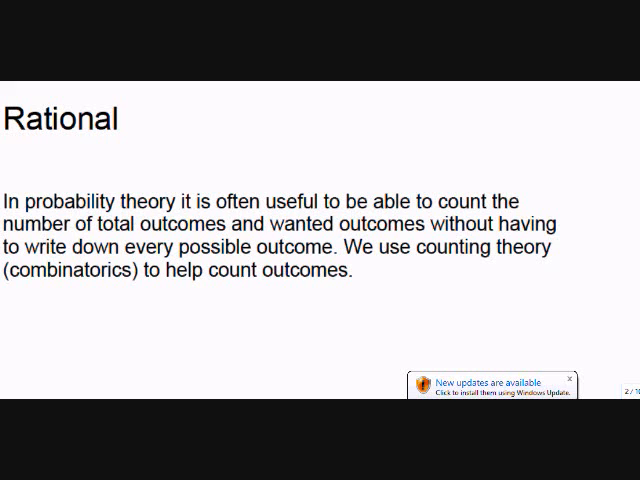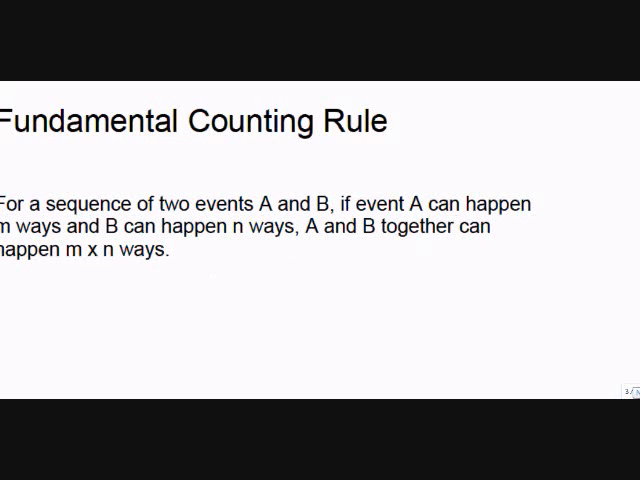So this is some counting theory that we're going to do here. That branch of mathematics is called combinatorics. So let's do a little combinatorics. All right, I've got two events, A and B. If event A can happen M ways and B can happen N ways, then A and B can happen together M times N ways. What does that mean?